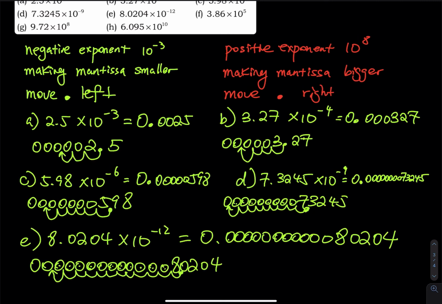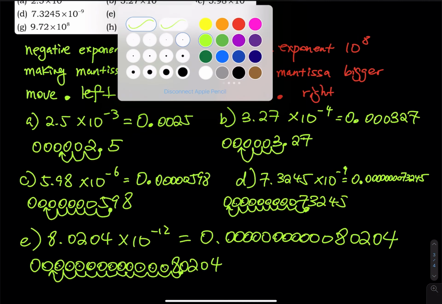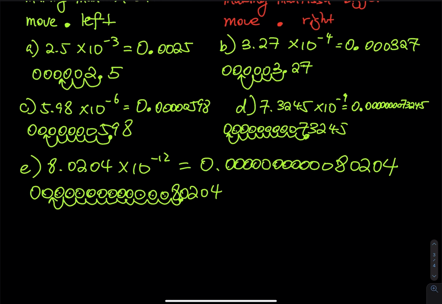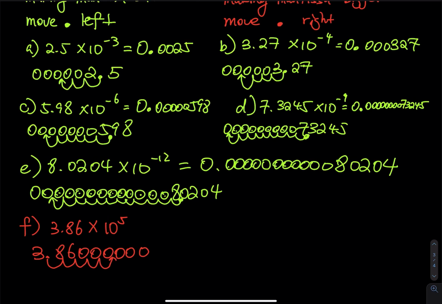Okay, and then that is E, and then we have part F. Part F is a positive exponent. Let's switch color for that. Positive exponent is 3.86 times 10 to the 5th power. So a positive exponent is making the mantissa bigger. So 3.86. This time I prepare zeros on the right because you are trying to move the decimal point to the right. 1, 2, 3, 4, 5. So that is 386 followed by 3 zeros. And then you can use a comma to separate every 3 digits, but that is optional.